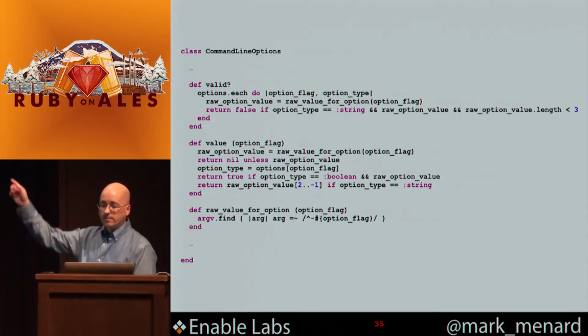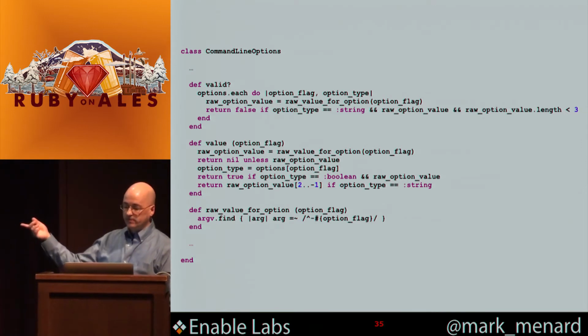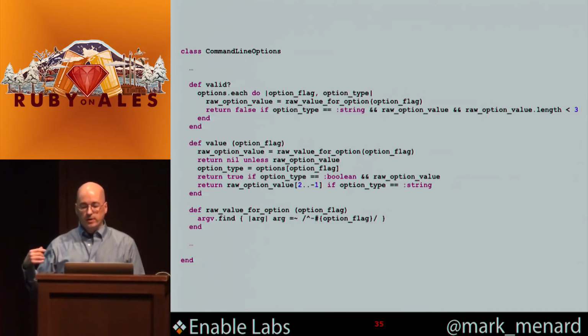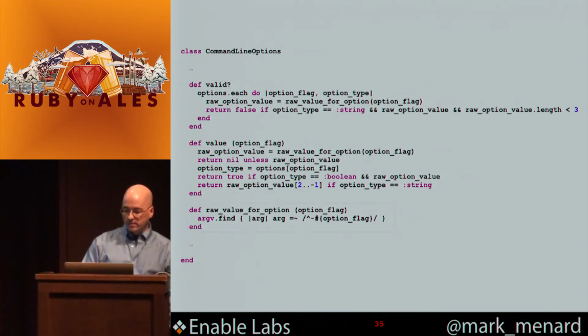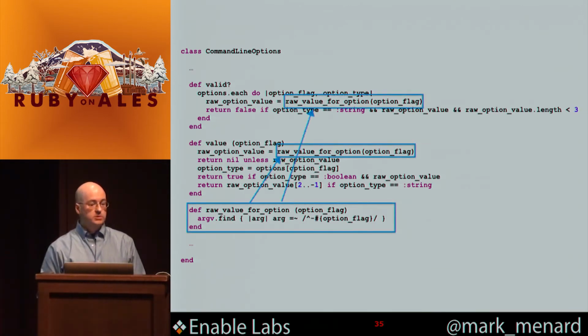So back to our command line options class. Both valid and value are digging through the argv collection to find the option values. So we're going to extract that code and get the raw values out of the argv down here. Then we're going to call the method from where the original logic was extracted.